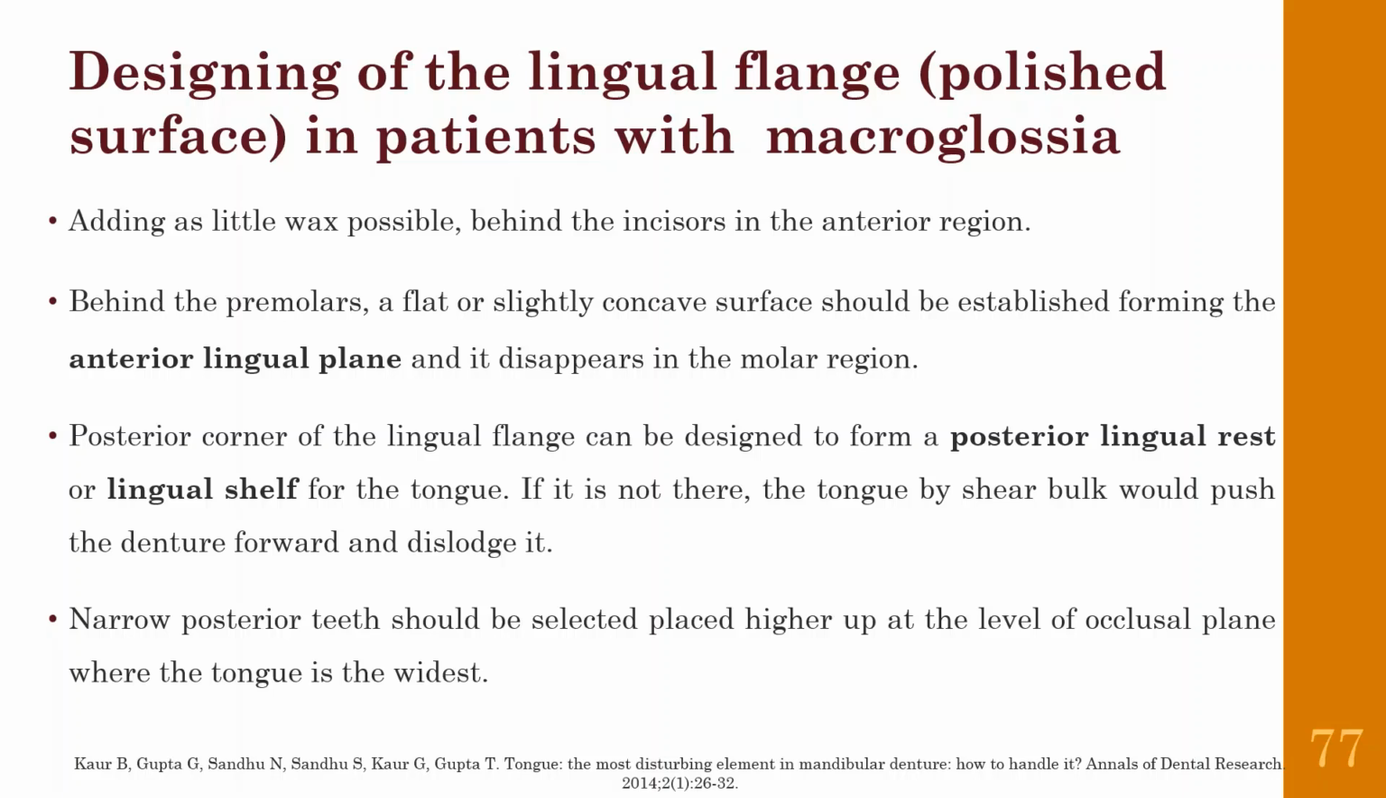The posterior corner of the lingual flange can be designed to form a posterior lingual rest or lingual shelf for the tongue. If it is not there, the tongue by sheer bulk would push the denture forward and dislodge it. Narrow posterior teeth should be selected and placed higher up at the level of the occlusal plane, where the tongue is the widest.